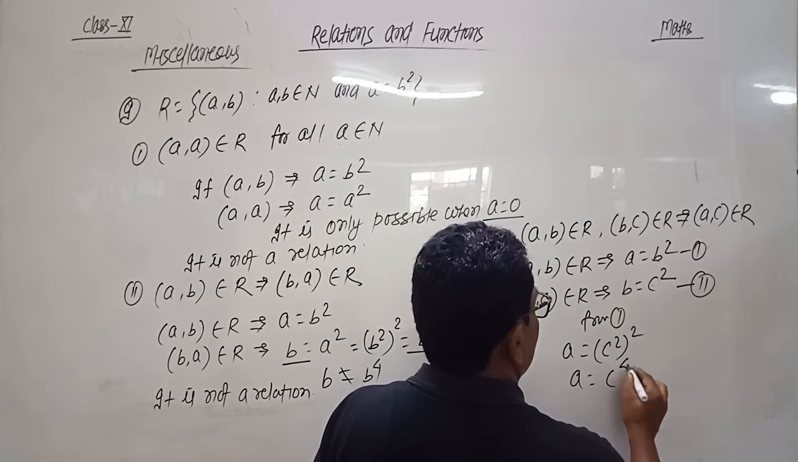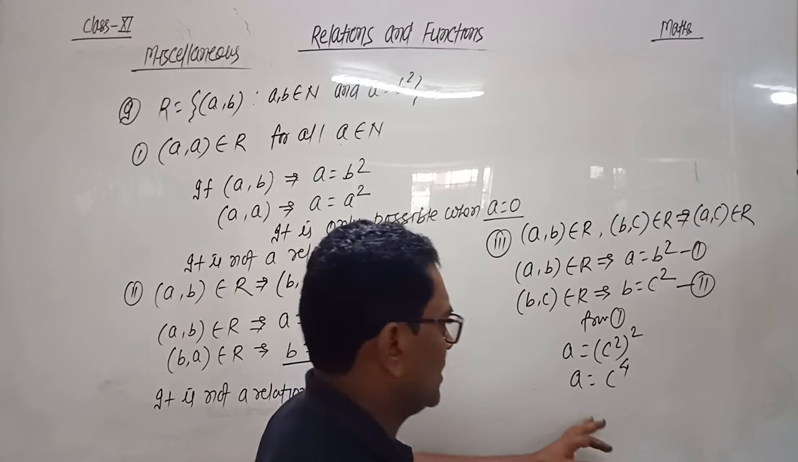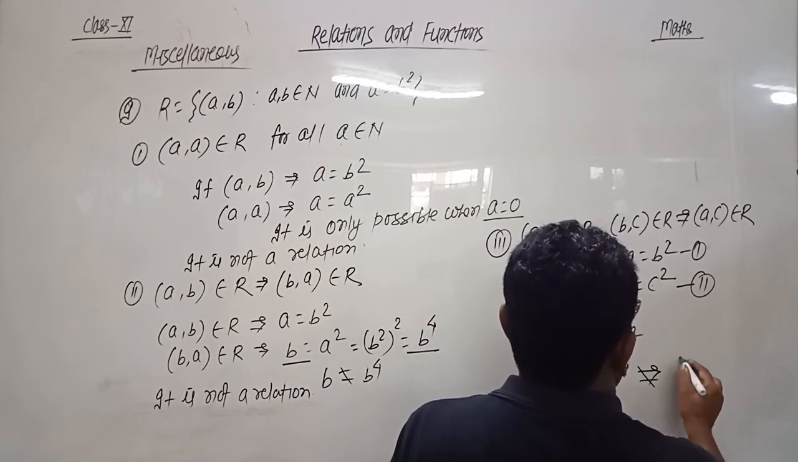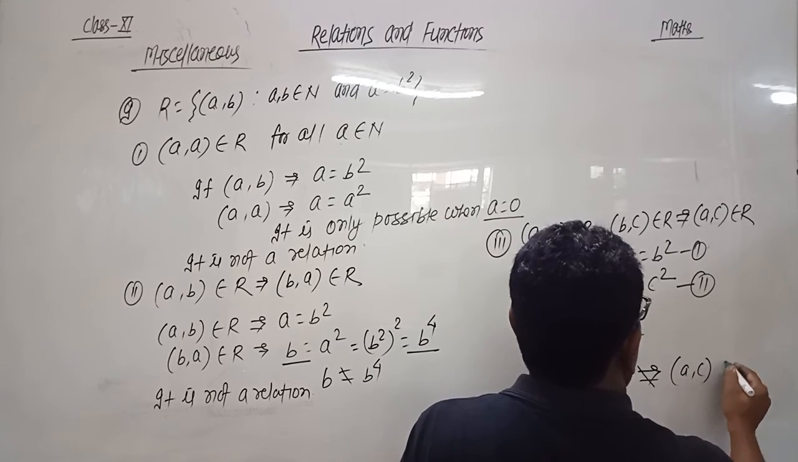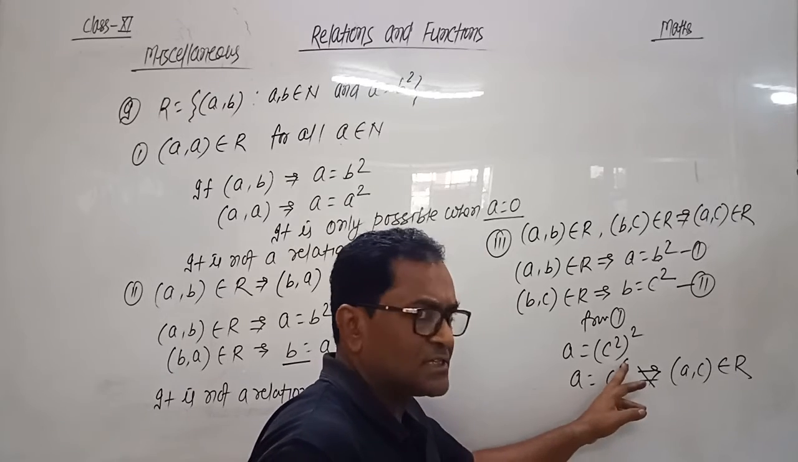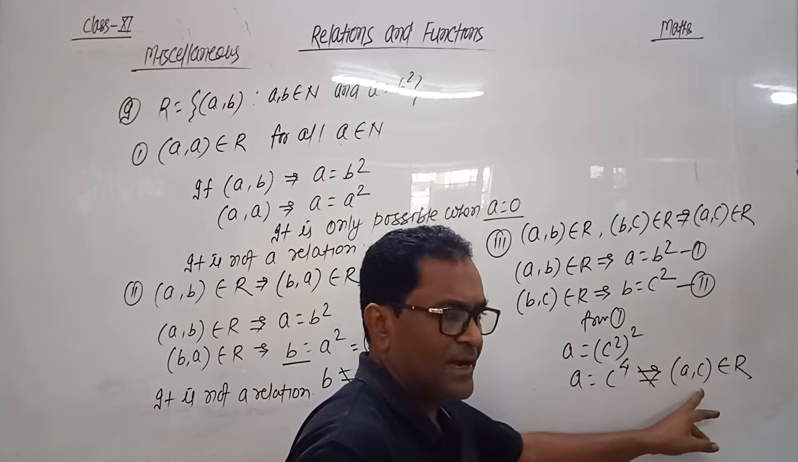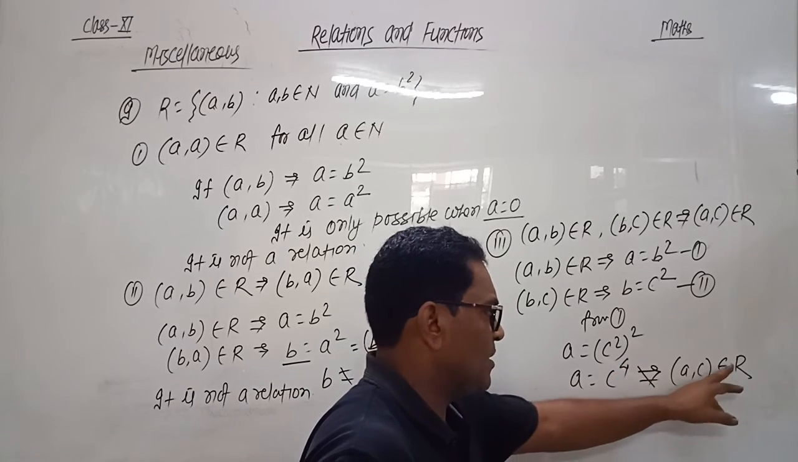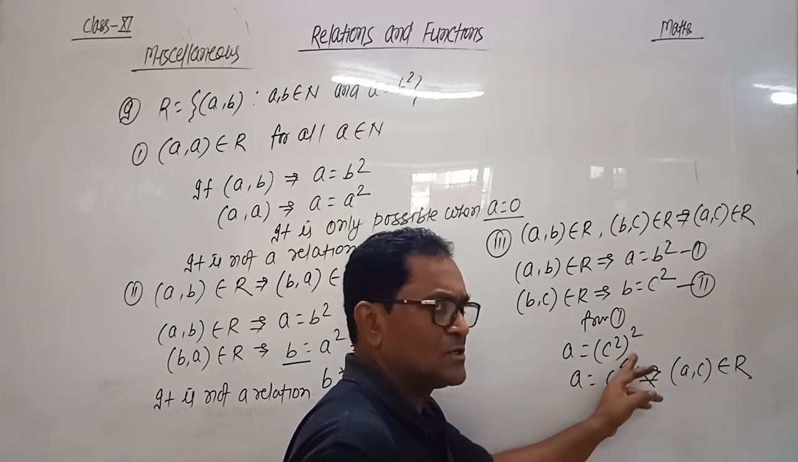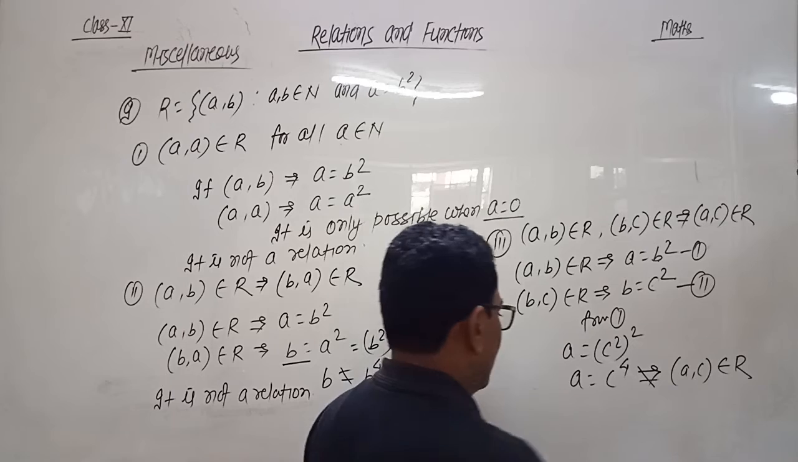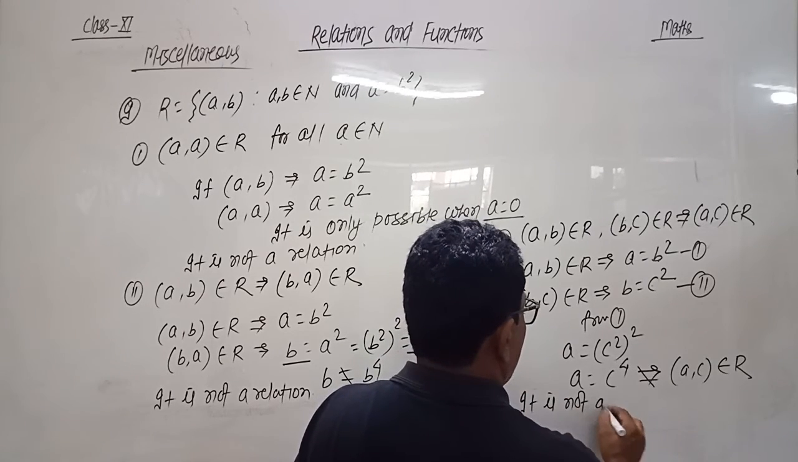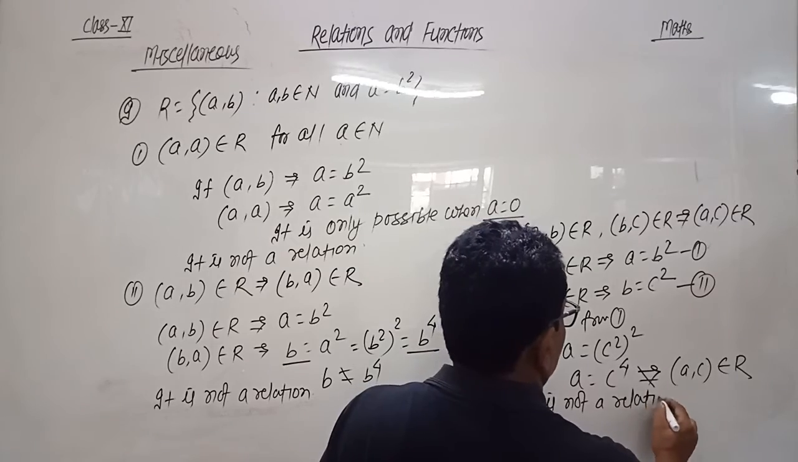It comes A equals to C raised to the power 4, which doesn't imply that (A, C) belongs to R. If it came C square, then it was correct, because (A, C) belongs to R means A equals to C square. But here A is equal to C to the power 4, so this is not correct. It is also not a relation.